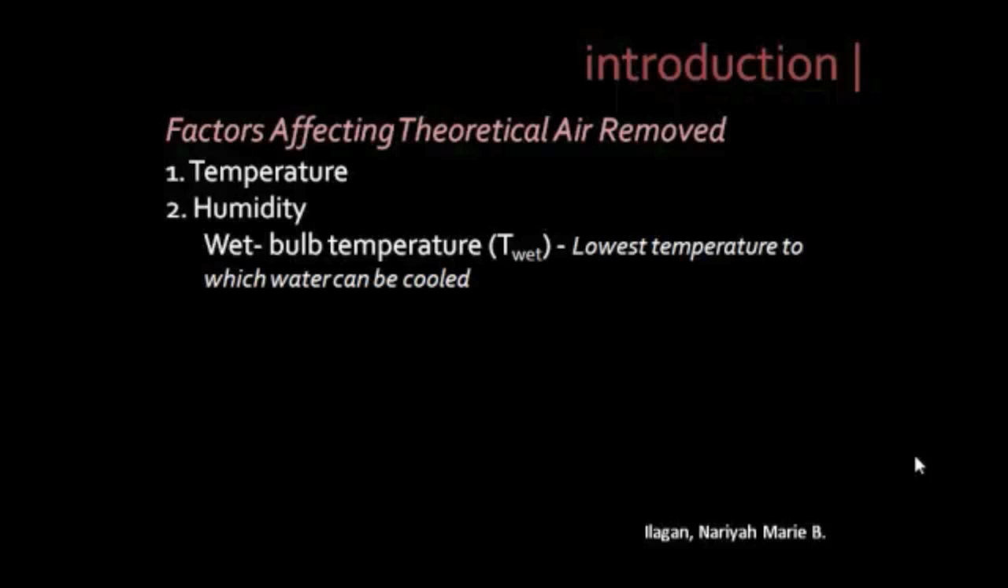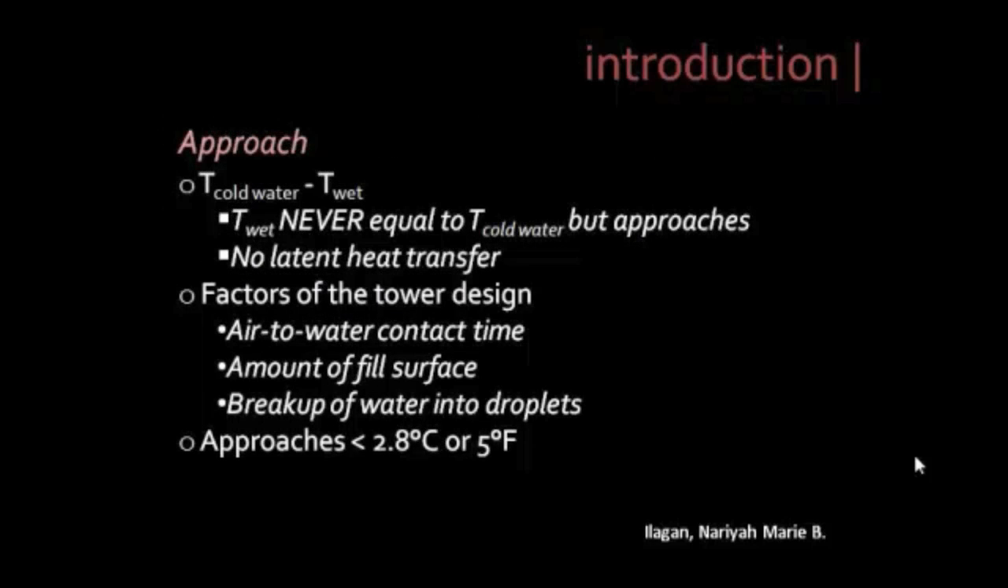The theoretical amount of heat which may be possibly removed per pound of air circulated in a cooling tower is dependent on the temperature and the moisture content of air. The humidity or moisture content of air is indicated by the wet bulb temperature, since it is the lowest temperature which is theoretical that the water may be cooled.